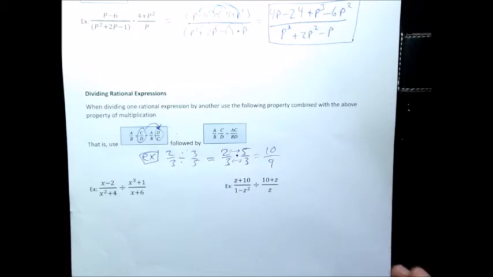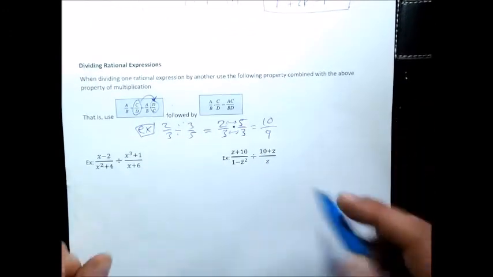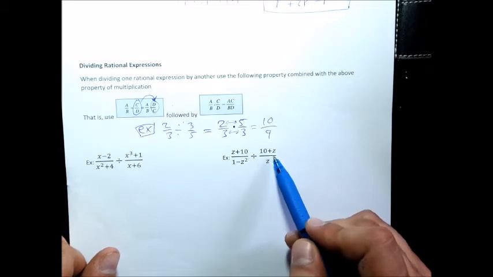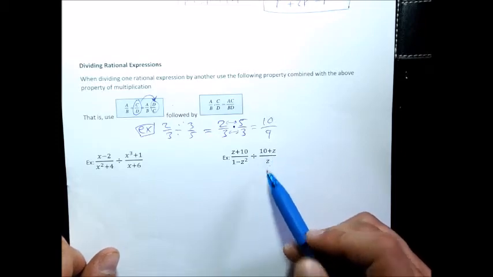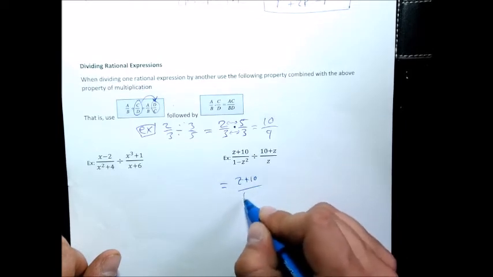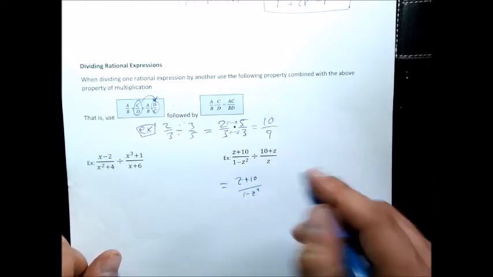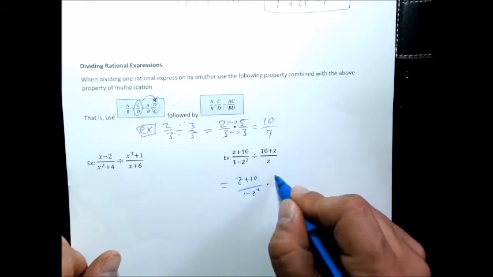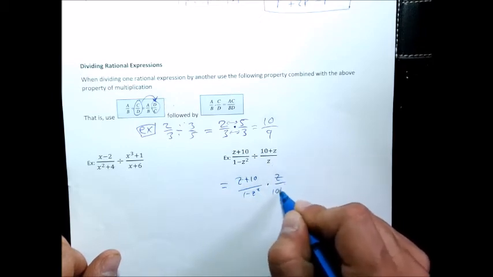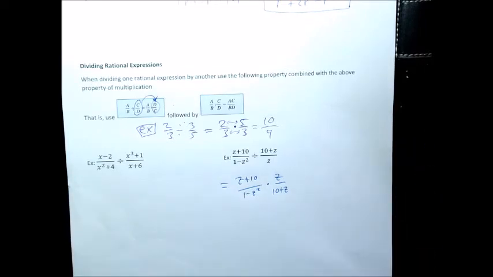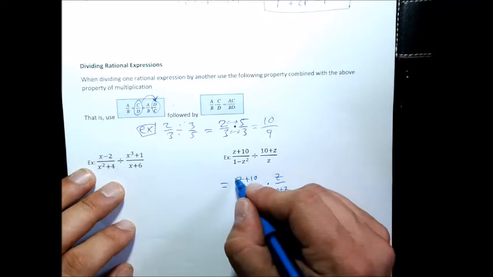I'm going to do the one on the right here. So we've got z plus 10 over 1 minus z squared, and we're dividing it by 10 plus z over z. And so we want to leave the first fraction alone, don't touch it. And then we flip over the other one. So 10 plus z over z becomes z over 10 plus z. We just flip that one over. And we're now multiplying straight across.